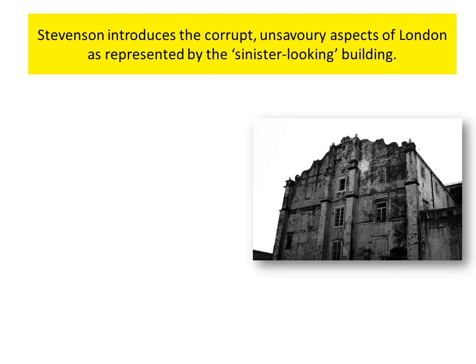Stevenson also introduces the corrupt, unsavoury aspects of London in this extract, as represented by the sinister-looking building. The introduction of this building marks a tonal shift in this extract. What is a tonal shift? Well, this is when the mood or atmosphere of a piece of writing suddenly changes. When Stevenson begins describing this building, the atmosphere suddenly becomes dark and threatening.